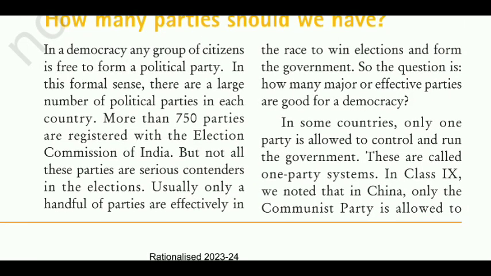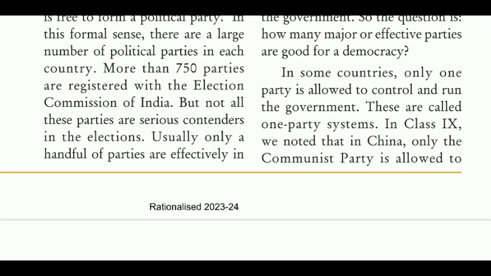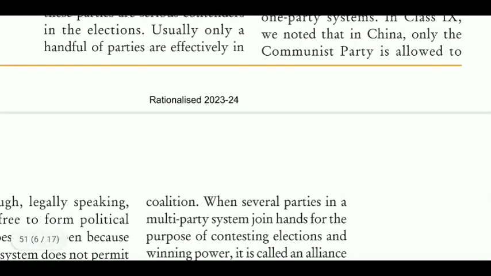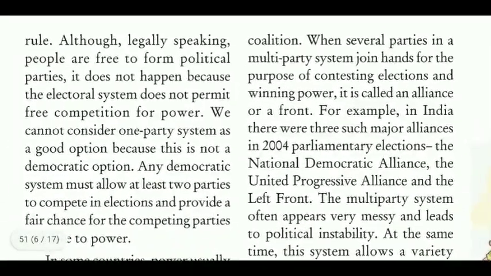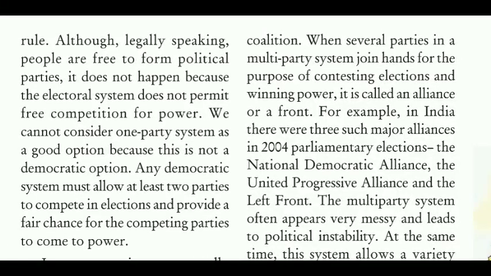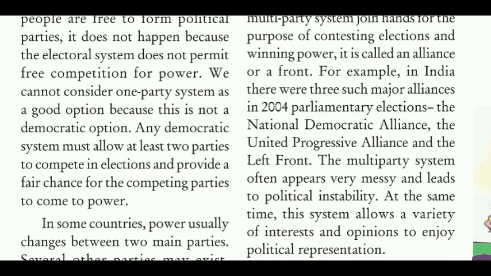So the question is, how many major or effective parties are good for a democracy? In some countries, only one party is allowed to control and run the government. These are called one-party systems. In class 9, we noted that in China, only the Communist Party is allowed to rule. Although legally speaking, people are free to form political parties, it does not happen because the electoral system does not permit free competition for power. We cannot consider one-party system as a good option because this is not a democratic option.